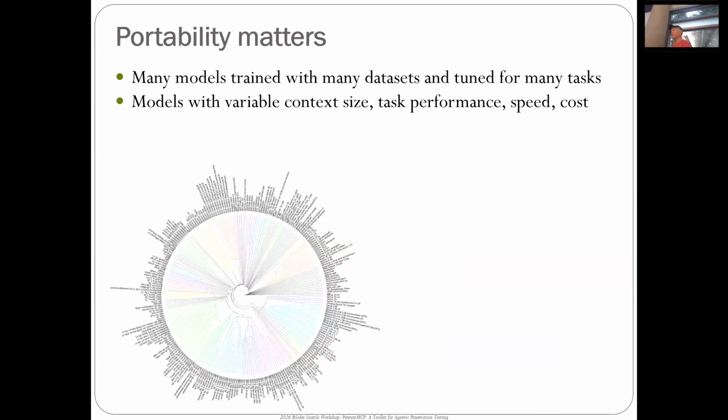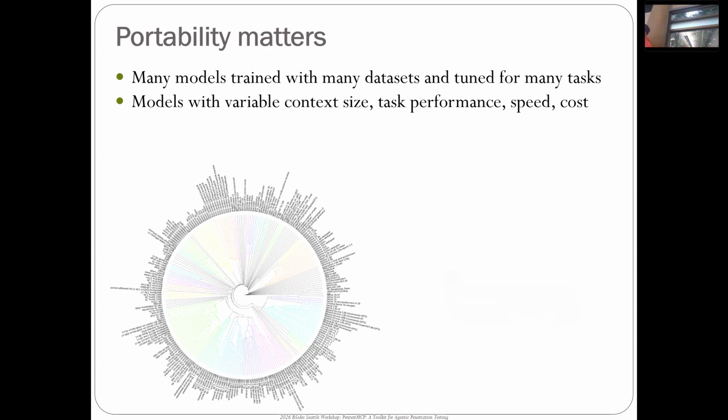Okay, the next lesson that we learned, there's 6 of these. The next one is that portability really matters. There are a whole bunch of models, and they're trained with a whole bunch of different data sets, and they are tuned for a whole bunch of different tasks. The models that are implemented have variable context size. They have variable performance on the tasks you want that particular model to do. And they have a varying sort of cost structure. Some models will just charge you an arm and a leg, and you're willing to pay it if it does the right thing. But you shouldn't be charged an arm and a leg if it can't do the thing that you want it to. So this is where portability matters.